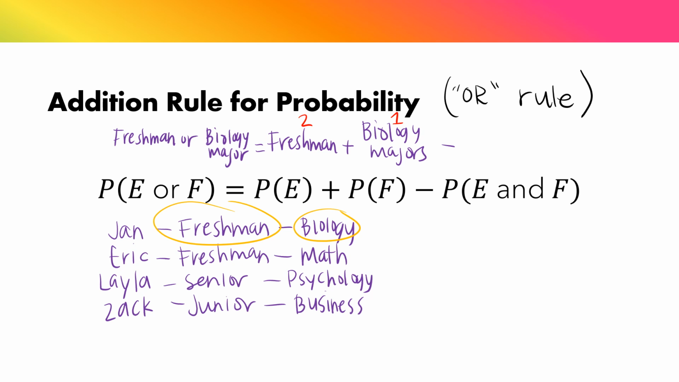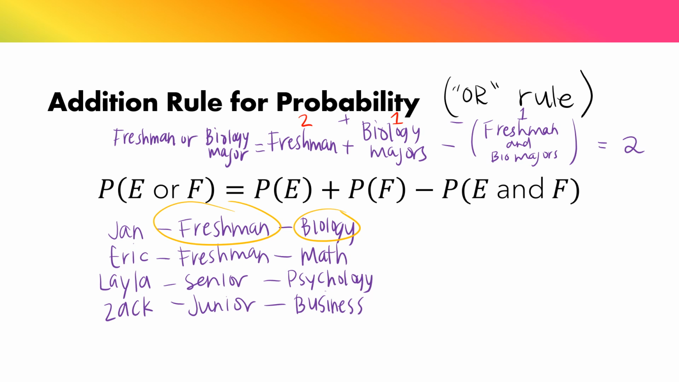So you have to subtract off this middle piece, which we call the intersection, because we've counted them twice. Essentially, that's what's happened, is we've counted Jan twice. All right, so you subtract off the number of people that are freshmen and bio majors. All right, so we had one person who was a freshman and a biology major. So 2 plus 1 minus 1 is 2. All right, so if we were just counting these up, not even thinking about probabilities, we would say, okay, there's 2 people in the class that are either freshmen or biology majors.